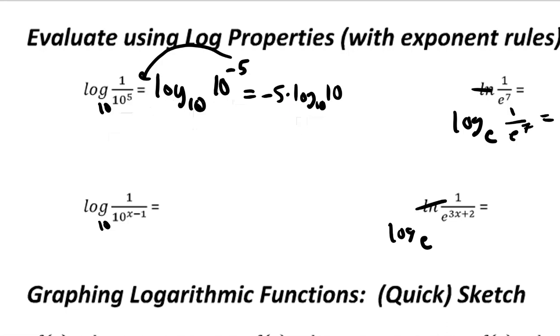And then log base 10 of 10 is something that you should be able to do in your head, because it's just saying 10 to what power gives you 10. So in the end, all of that mess comes out to be negative 5.